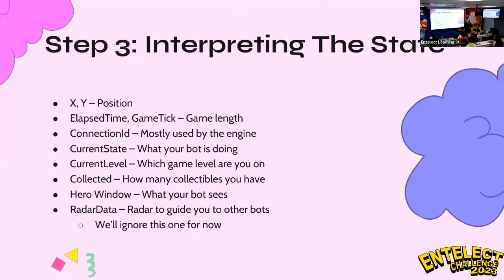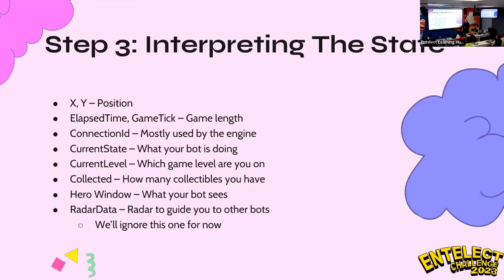Then the current state is a string representing what the engine thinks your bot is currently doing. So it'll say idle if you're just sitting still. It'll say falling if you're falling, jumping, etc. Then the current level is which game level you are on, because we have 4 levels. You collect all the collectibles and then progress to the next level and so on. It starts at 0, so 0 is the first level and it ends at 3. Then collected is how many collectibles you have. Note that this is for the current level, so when you advance to the next level, it resets back to 0.